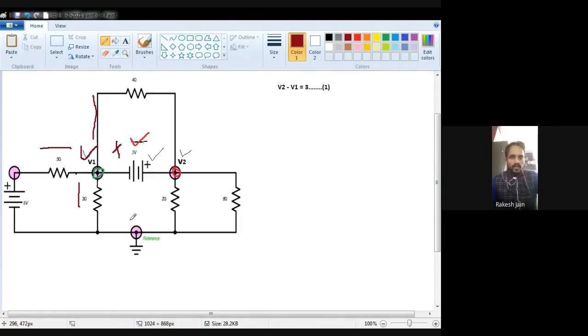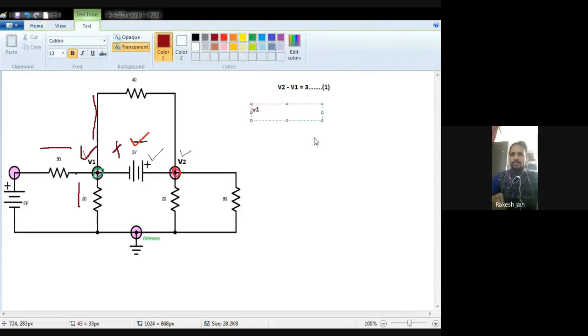Do not consider this branch, only see this branch and this branch. So there are 3 branches. The 4th branch we have to neglect because a super node is there, because a voltage source, or battery, is present there which creates a super node. So how to write this? Just write down the equation for these.